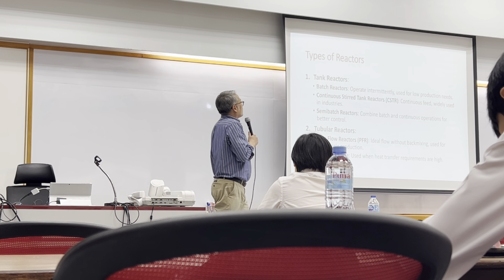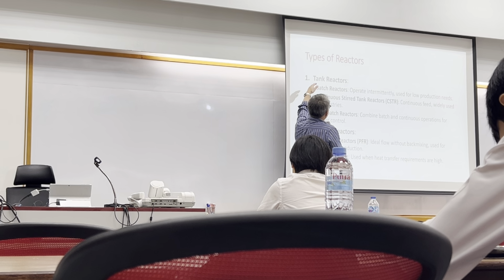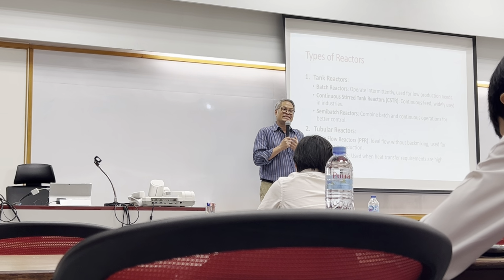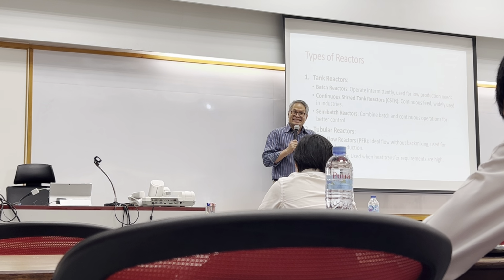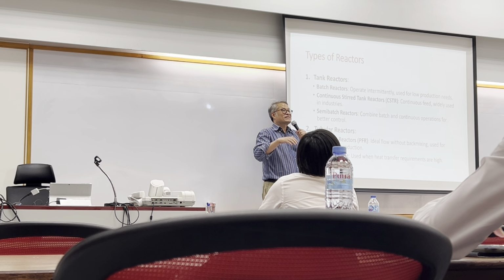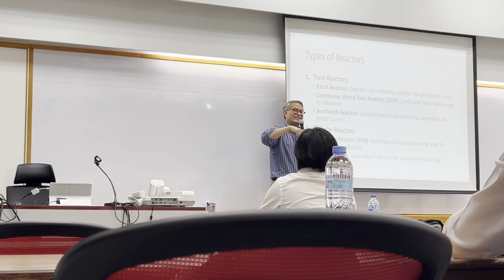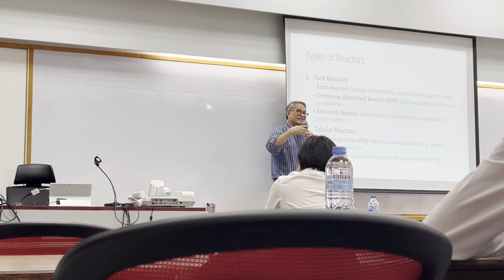Okay, types of reactors. This one, they separate by the shape of the reactor. Tank reactors, so it looks like a tank, right? Tank reactors include batch reactors. A batch reactor is a tank with a stirrer, a propeller or stirrer to mix the content.